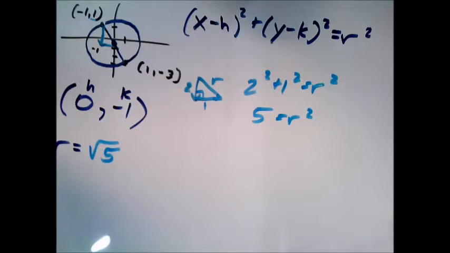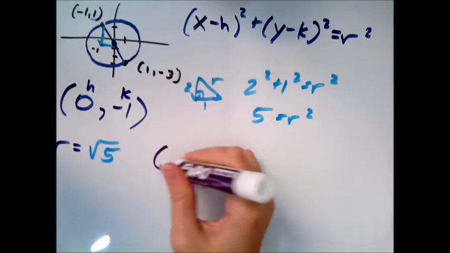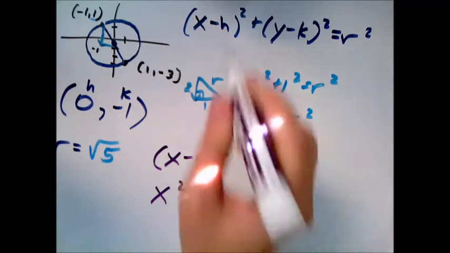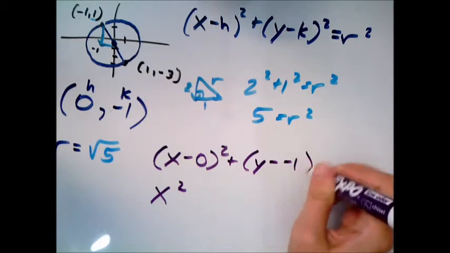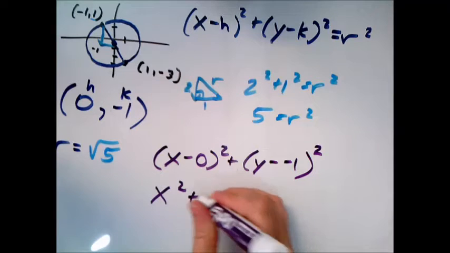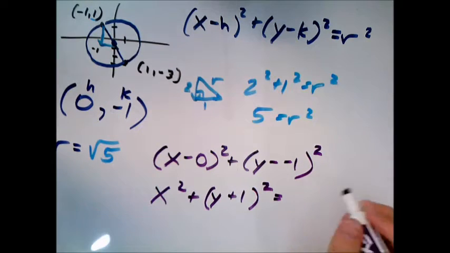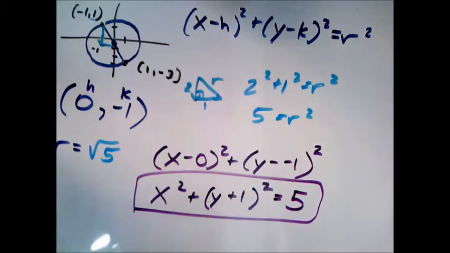So now that I have all the stuff, I can write down the formula. So x minus 0 squared will just be x squared. And then y minus k is y minus -1, which becomes y plus 1. And then we have r squared is 5. So there's the equation of a circle.